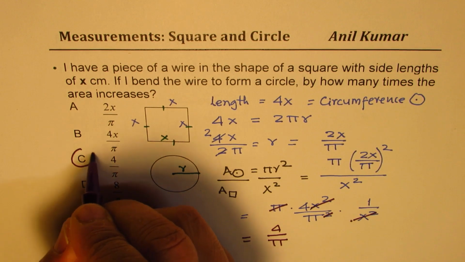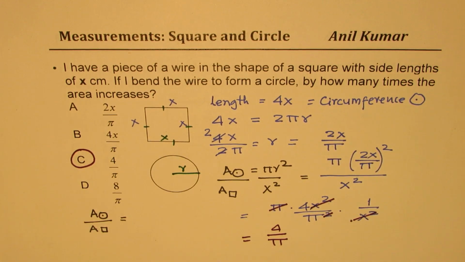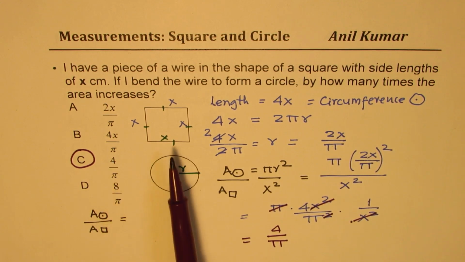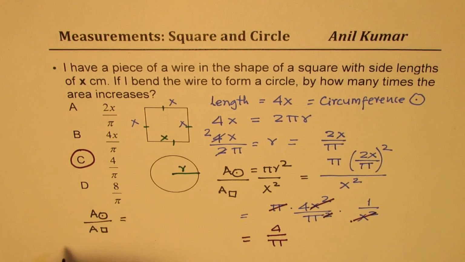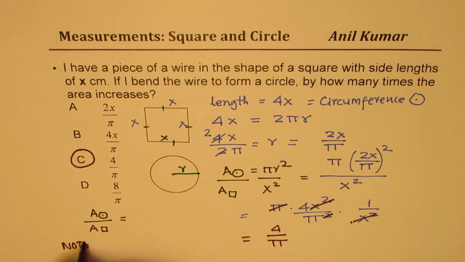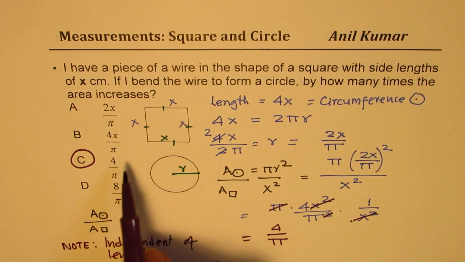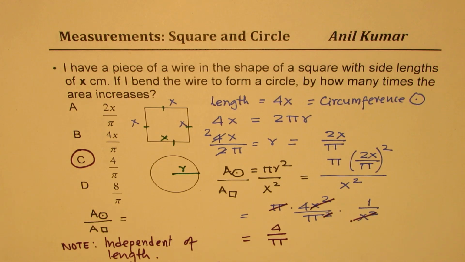So option C is the right option. So I hope the steps are absolutely clear. So what do you learn from here? When you are comparing the areas, it is always 4 over pi. It is independent of length, right? So what you learn here is, let's make a note, independent of length. So there is no x in it, right? So 4 over pi. So slightly greater than 1.